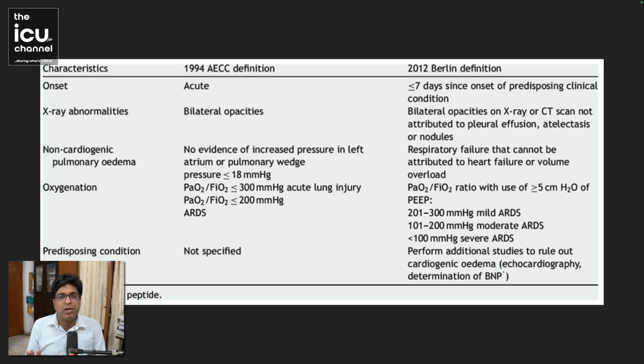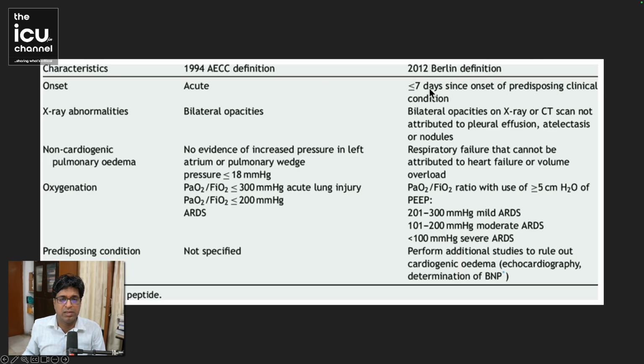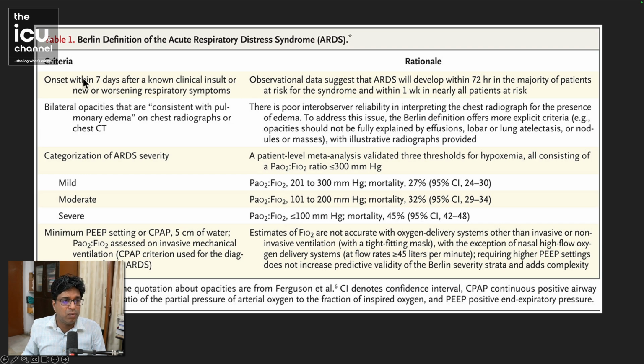So it was a very good definition, and it is being used to date also. Many people still use it. It was fine. So what was the logic behind all this definition? Why 7 days? Why did they say within 7 days?